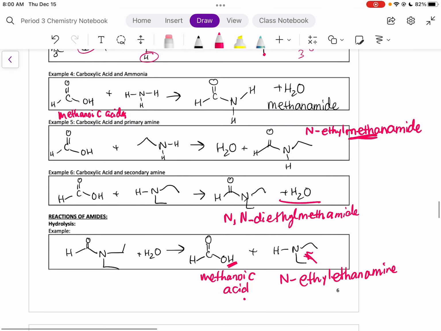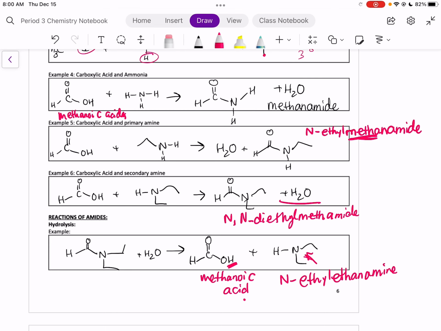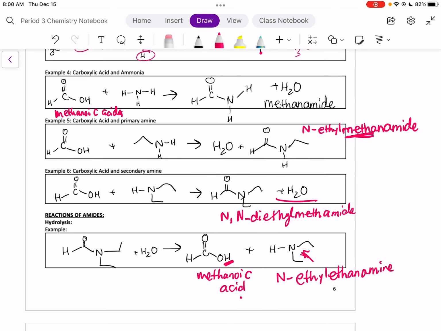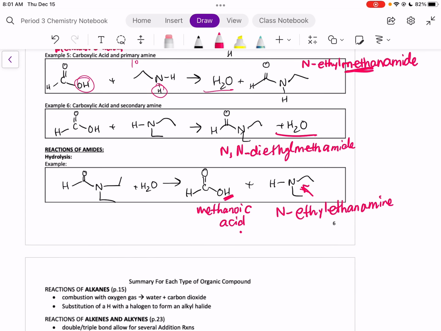We could also have a condensation reaction. So if I used ammonia, I would produce this amide here, methanamide. If I used a primary amine here, and I took a hydrogen and a hydroxide, I would kick off water always and make this amide here. So N-ethyl methanamide.